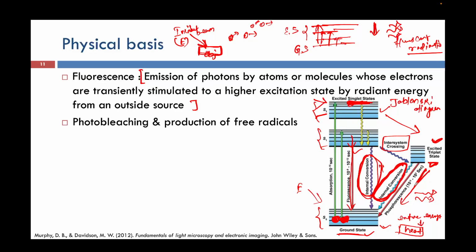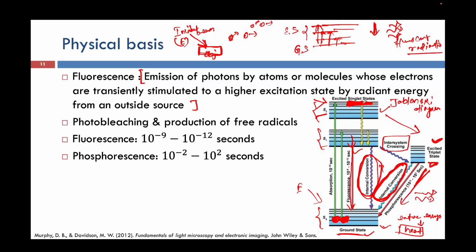When this electron comes from the excited singlet state to the ground state, that process is called fluorescence. Here fluorescence happens almost simultaneously, that means 10 to the power minus 9 to 10 to the power minus 12 second. The time lag is tiny. That means the electron gets energy and immediately goes to the excited state and again comes back, so this process happens almost simultaneously. And this is what is called fluorescence.